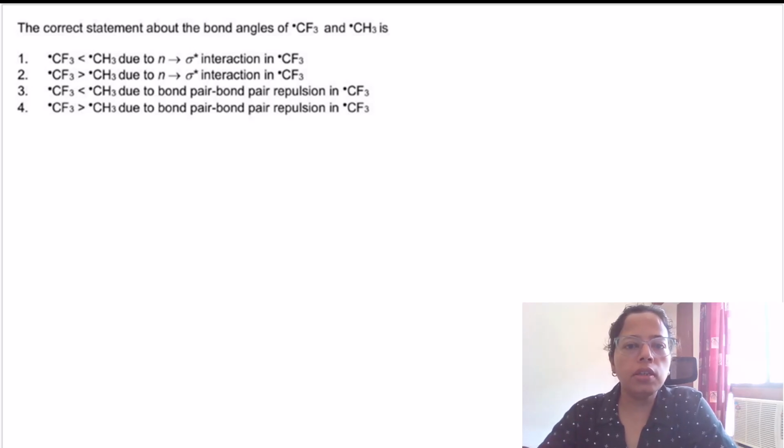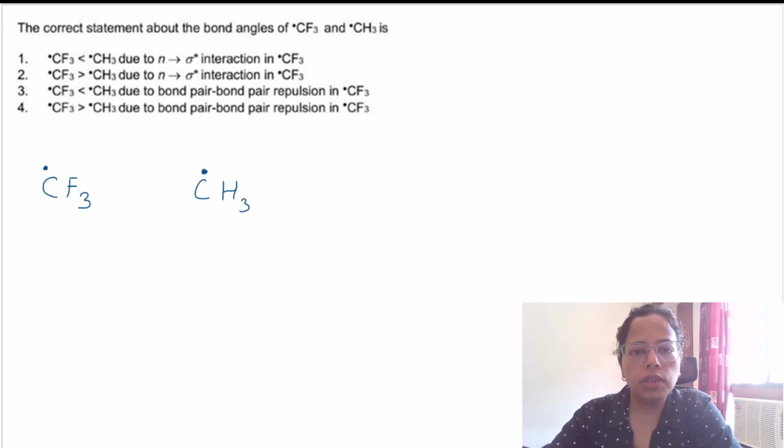Today we have a question which says that the correct statement about the bond angles of CF3 and CH3 is. So we are being asked about the bond angles of CH3 and CF3 radical and the reason why they are greater than or less than each other. So how do we approach this problem?